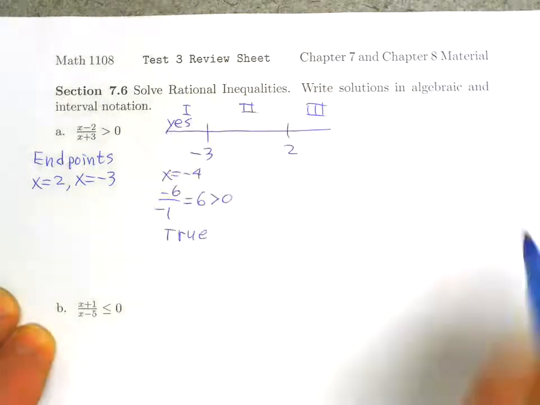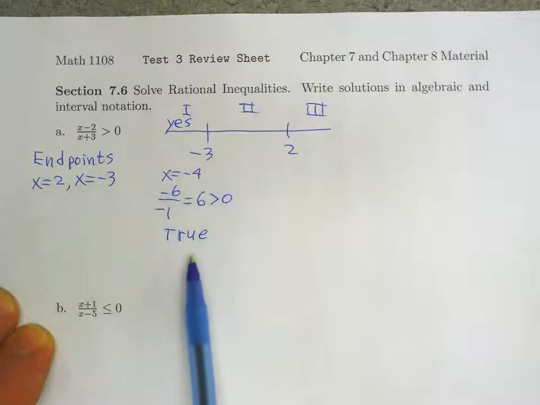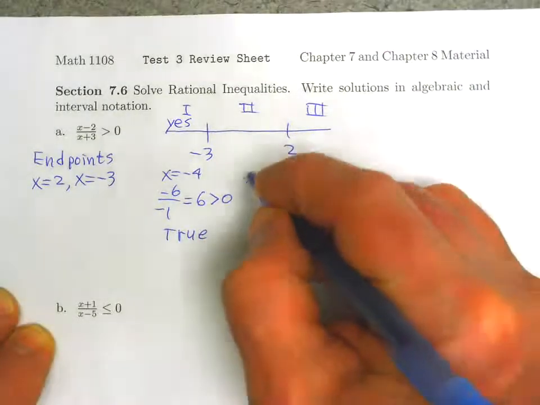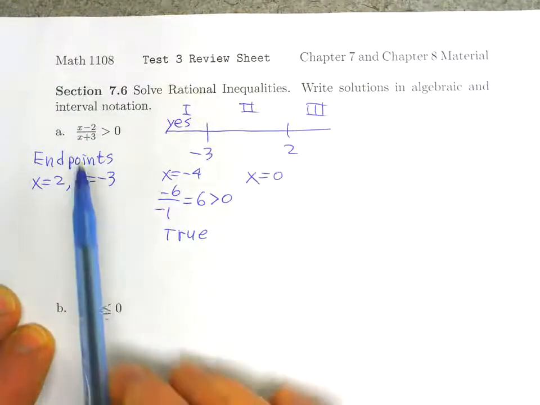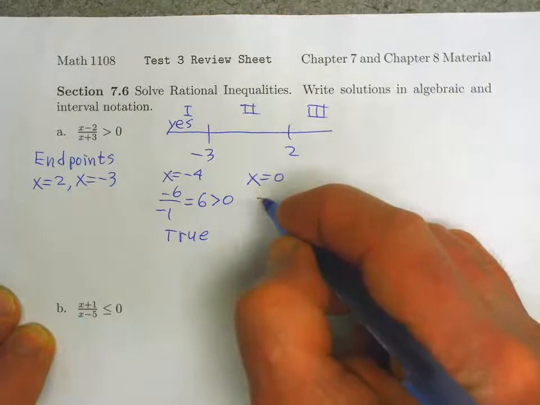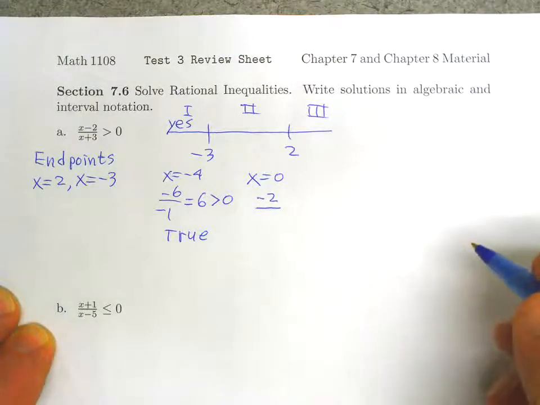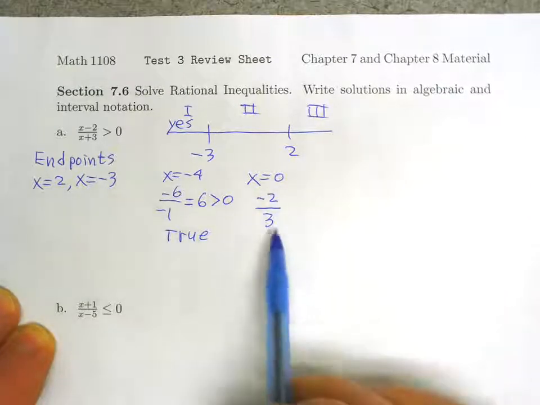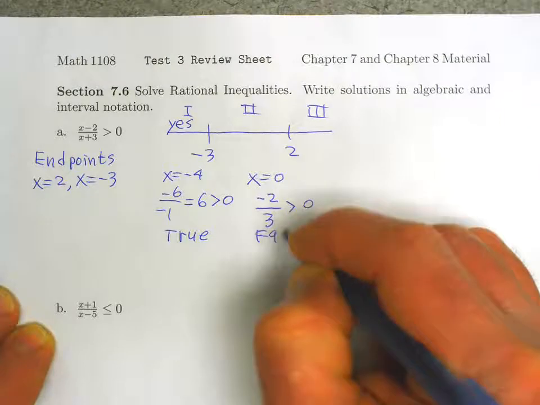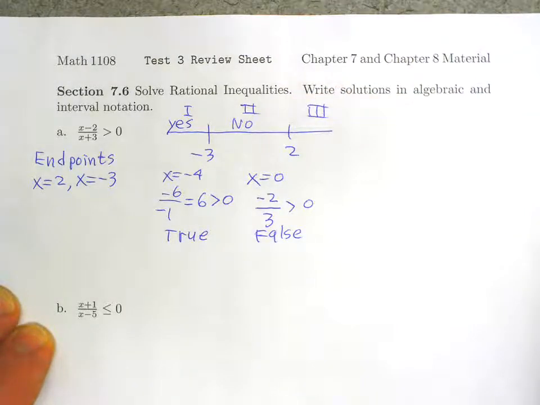So yes, all of the numbers in the interval from negative infinity to negative 3 are solutions. In the middle interval, we can pick x to be 0 and then replace every x with 0. In the numerator, we get negative 2. 0 minus 2 is negative 2. In the denominator, 0 plus 3 is 3, and negative 2/3 greater than 0 is false. So none of the numbers between negative 3 and 2 are solutions.